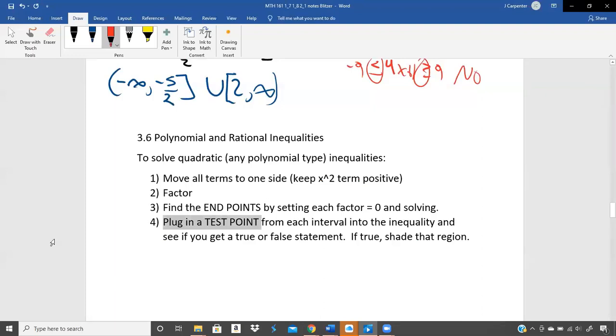Now, do you want to use ugly and large and decimal numbers? No, keep it simple. Use 0 when you can. Use whole numbers when you can. Keep the numbers as small as possible when you can.